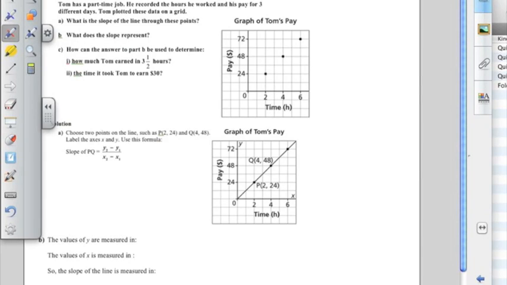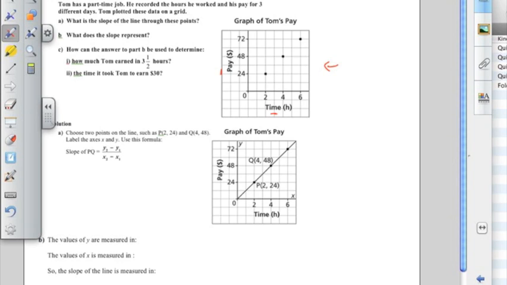Example 4, interpreting the slope of a line. So Tom has a part-time job. He recorded the hours he worked and his pay for 3 different days. Tom plotted this data on a grid, so here's the data that Tom plotted over here. You'll notice he's plotted time, the independent variable, on the x-axis, and pay, the dependent variable, on the y-axis.